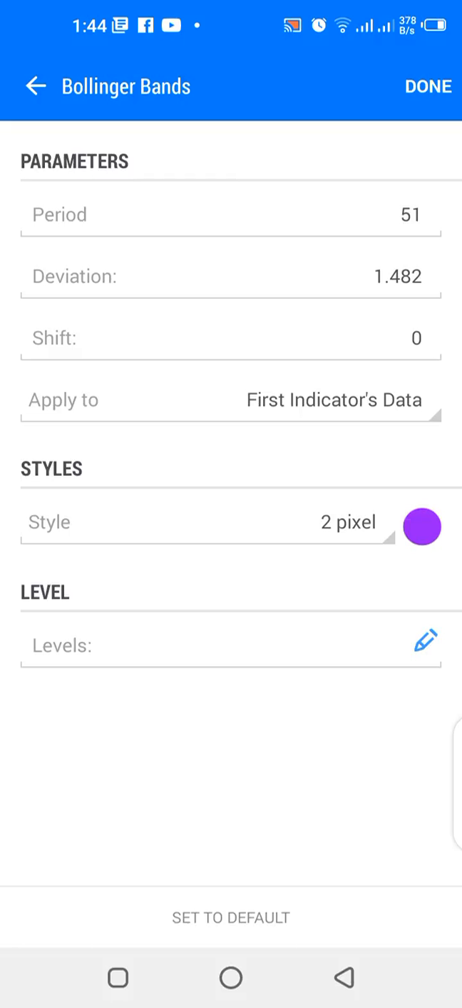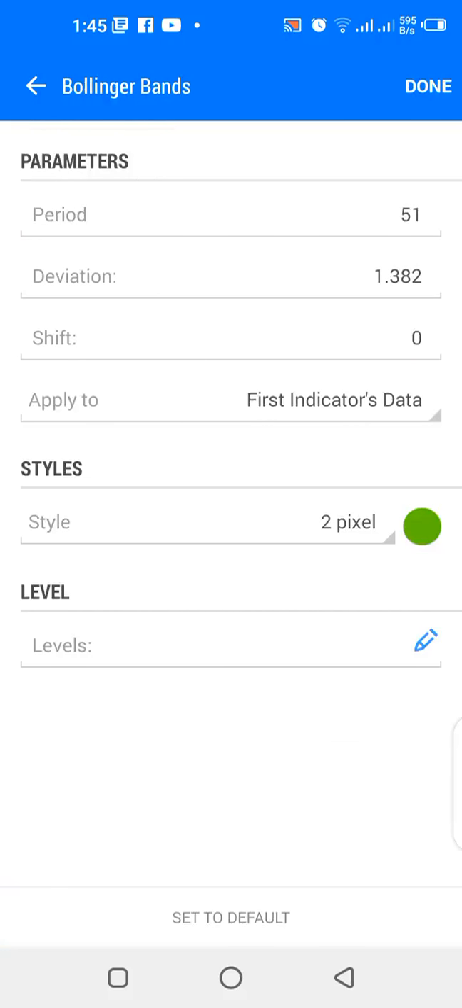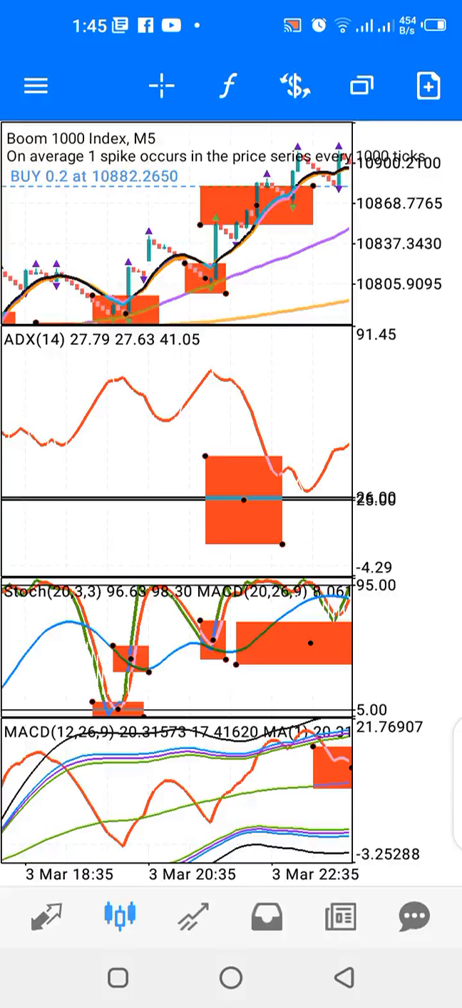For this particular parameter, the deviation is 1.482 and the shift is 0. Apply to first indicator's data, and this time around the color is purple. And the last Bollinger Band is still 51 period, but this time around the deviation is 1.382. The shift is 0. Apply to first indicator's data, and the color is green. Now let's look at how this works.